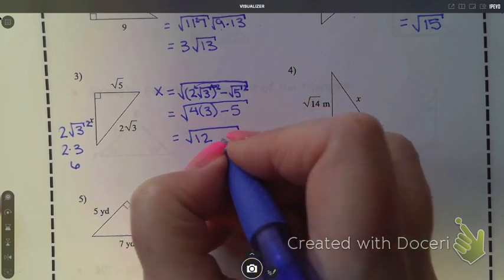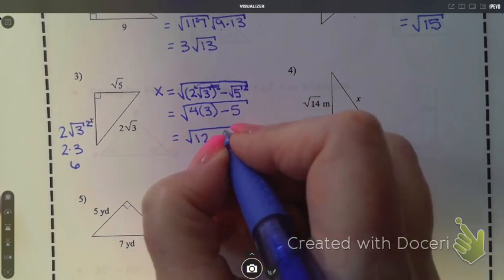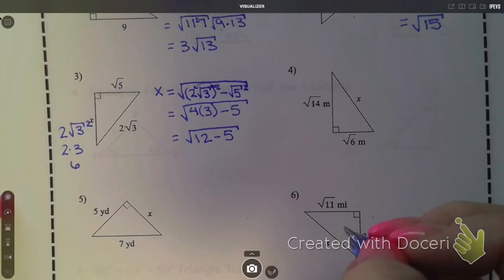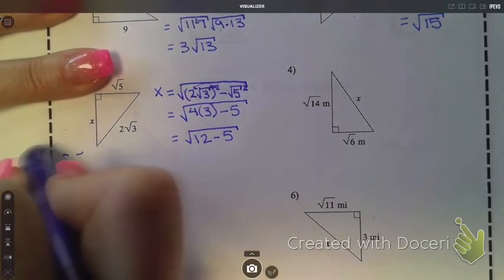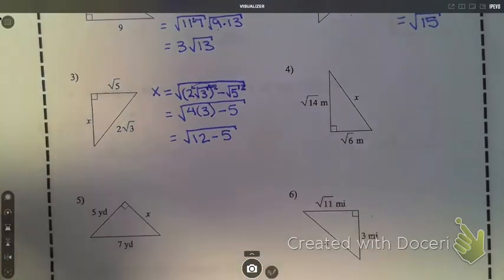12. Is 6 the same as 12? No. So, do parentheses matter? Yes. Make sure you're putting your parentheses. That's why I wanted you to stop at filling it in.